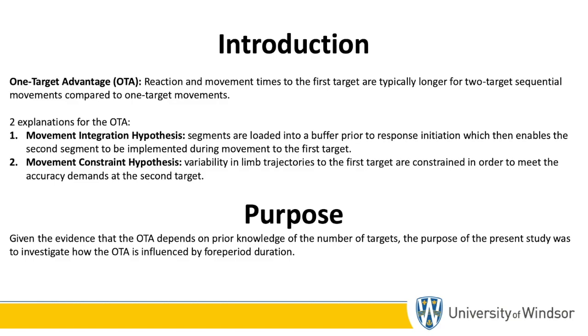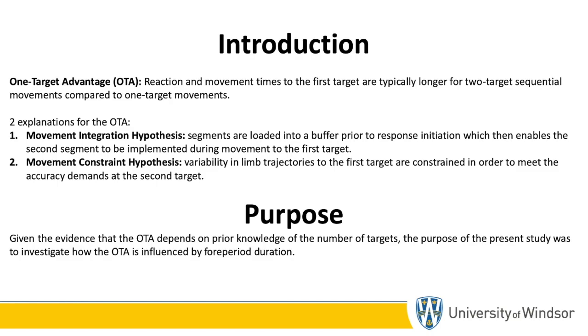According to the movement integration hypothesis, segments are loaded into a buffer prior to response initiation, which then enables the second segment to be implemented during movement to the first target. The movement constraint hypothesis is based on the assumption that variability in limb trajectories to the first target are constrained in order to meet the accuracy demands at the second target.